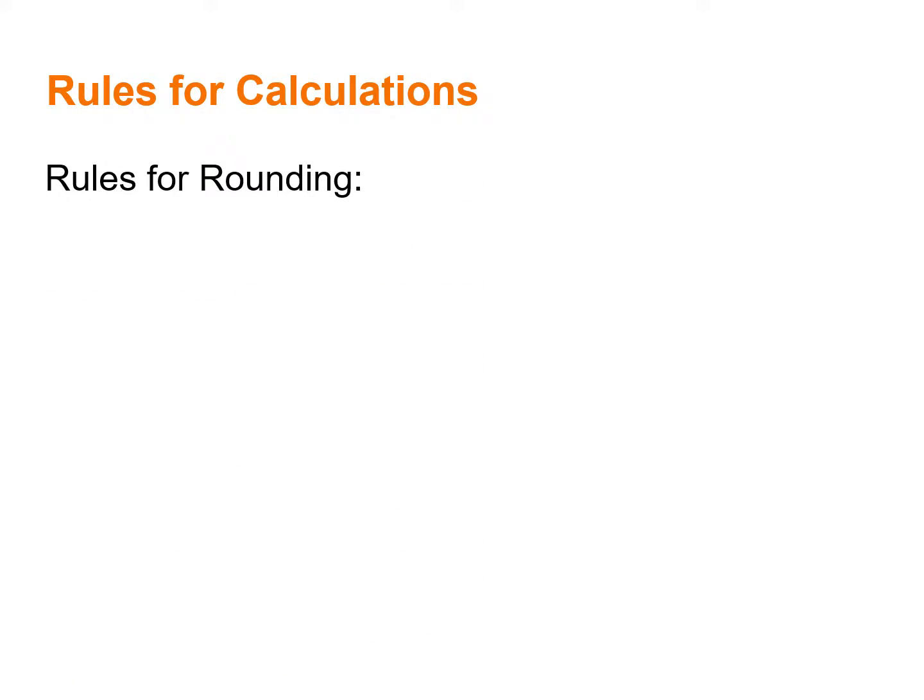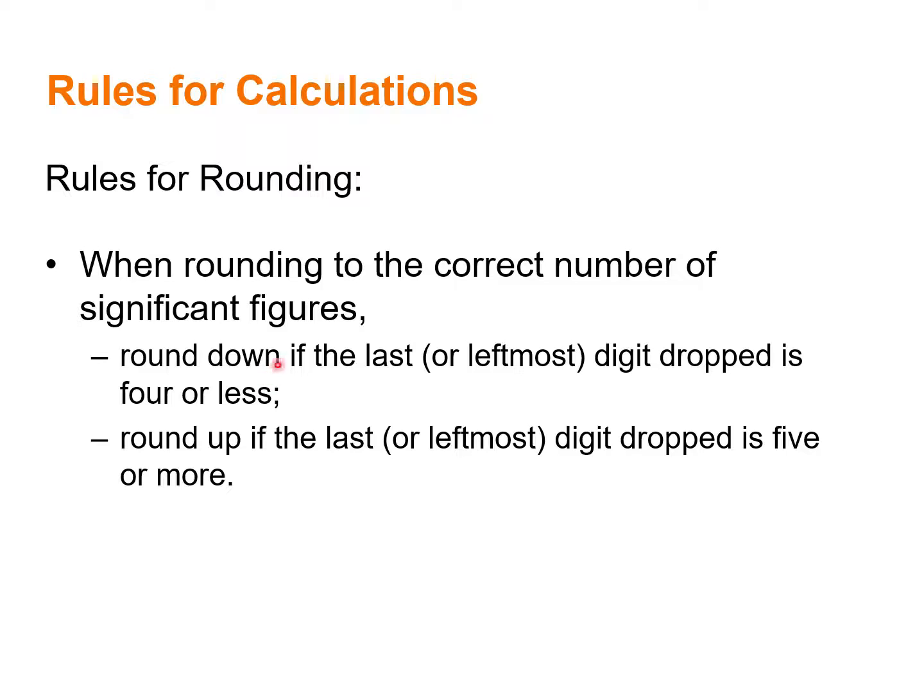So, rules for calculations, now rules for rounding. When you're rounding, you have to have the correct number of significant figures. You round down if the last digit is less than 5, and you round up if the last digit is 5 or more. This is just the standard rounding rules that everybody uses, so you should know it.